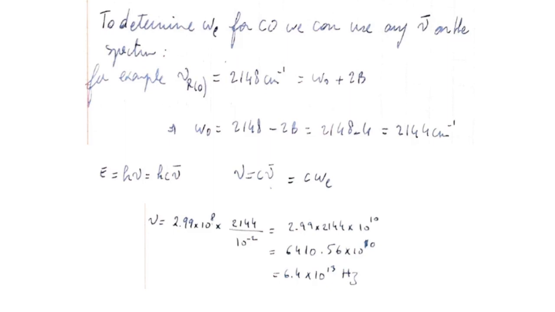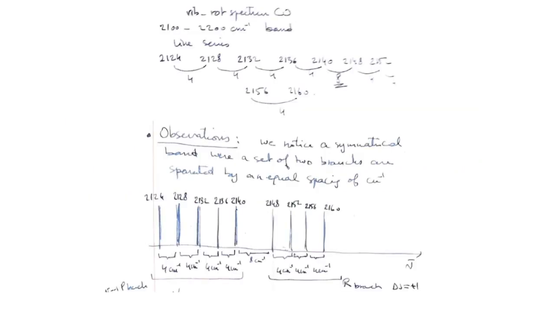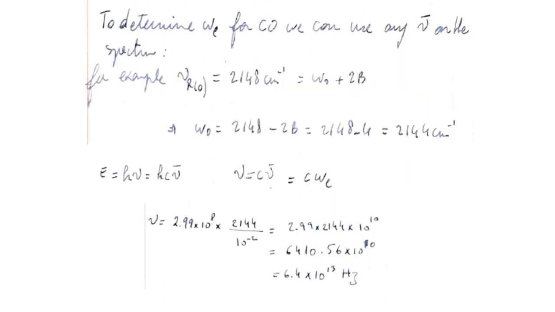Now, let's go back to the questions. The second question asks for determining the value of the centrifugal distortion constant of the same molecule. So we need to determine D. Now remember that D is much smaller than B. And D just appears when we talk about centrifugal distortion.